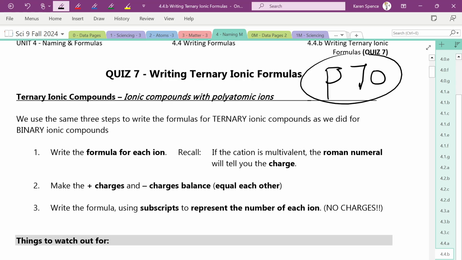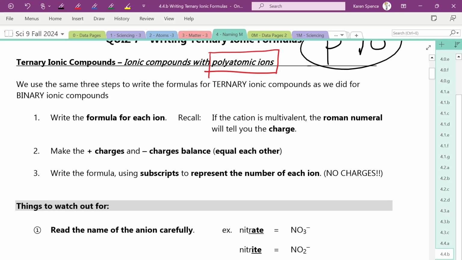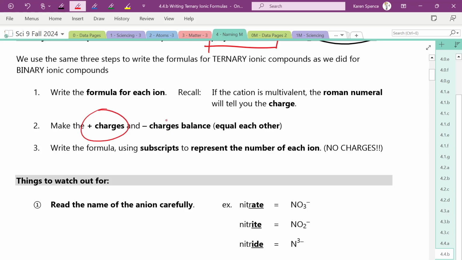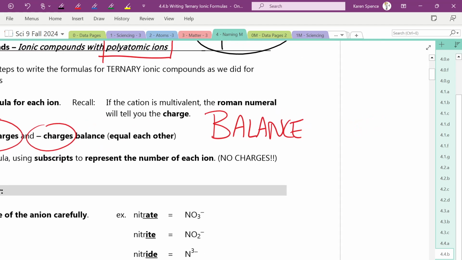The only thing that's going to be different about this one is that we are going to look at how it works with polyatomic ions. So this would be using your green sheet. We're going to write the formula for each ion. Again, we're going to make sure that the positive and negative charges balance. We need to balance the charges.